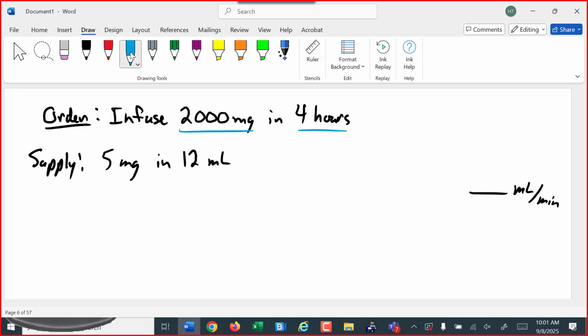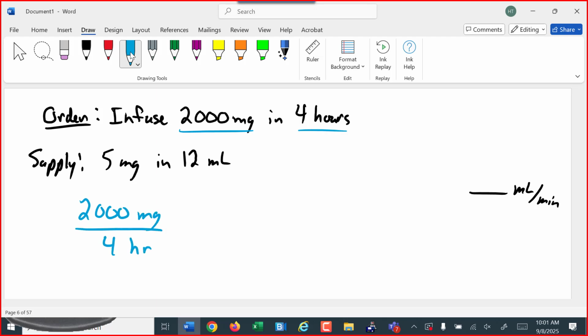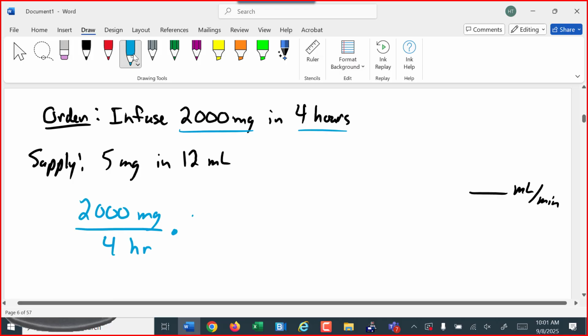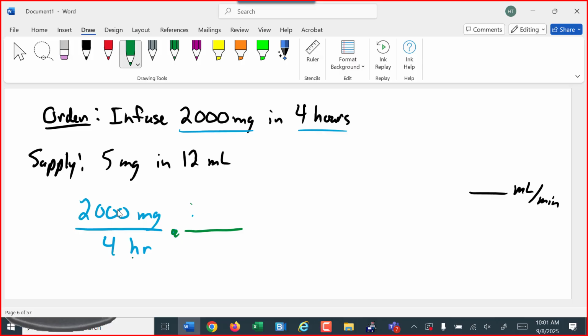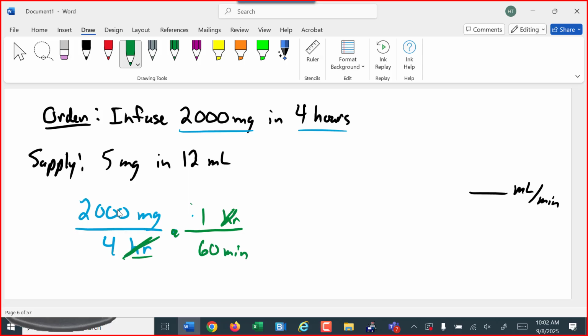So I start out with my doctor's order, 2,000 milligrams over 4 hours. And again, I have to change both of those units just because it's what I'm used to. I'm going to change the time first. So I'm going to change the hours. Hours are on bottom, so I'm going to put them on top to cancel them out. 1 hour is 60 minutes. So my hours are canceled out.